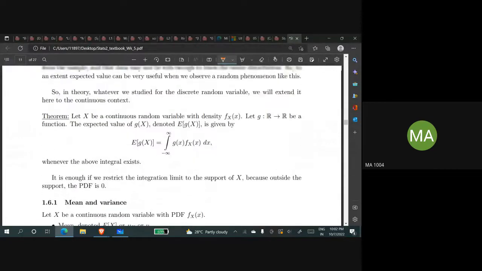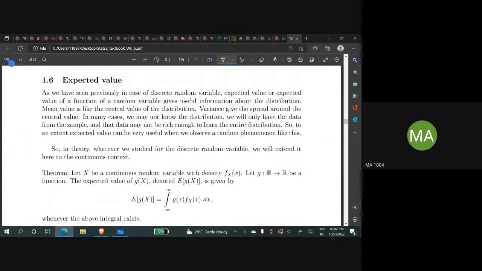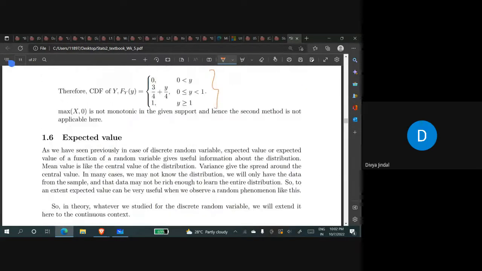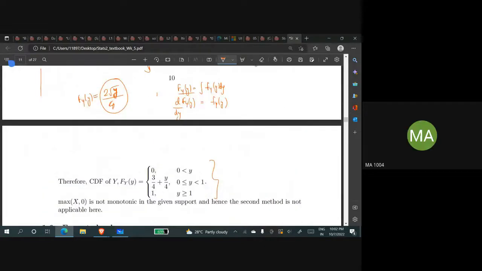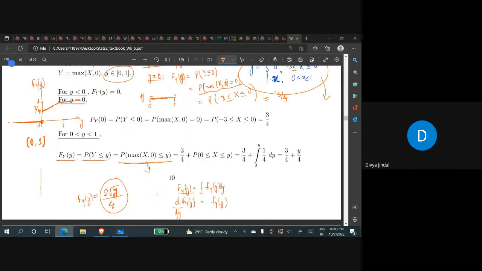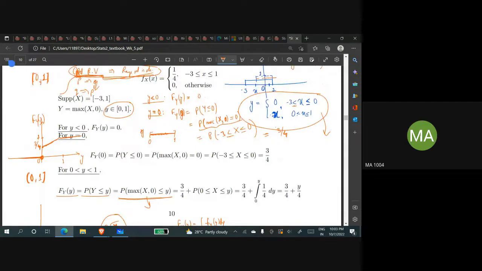As we saw in week three, just one small part: in finding the PDF, we would differentiate it, right? Yeah, we'll differentiate it. Didn't we say that for Y equal to 0 it was 3 by 4? So we didn't use that anywhere. We used it, right?